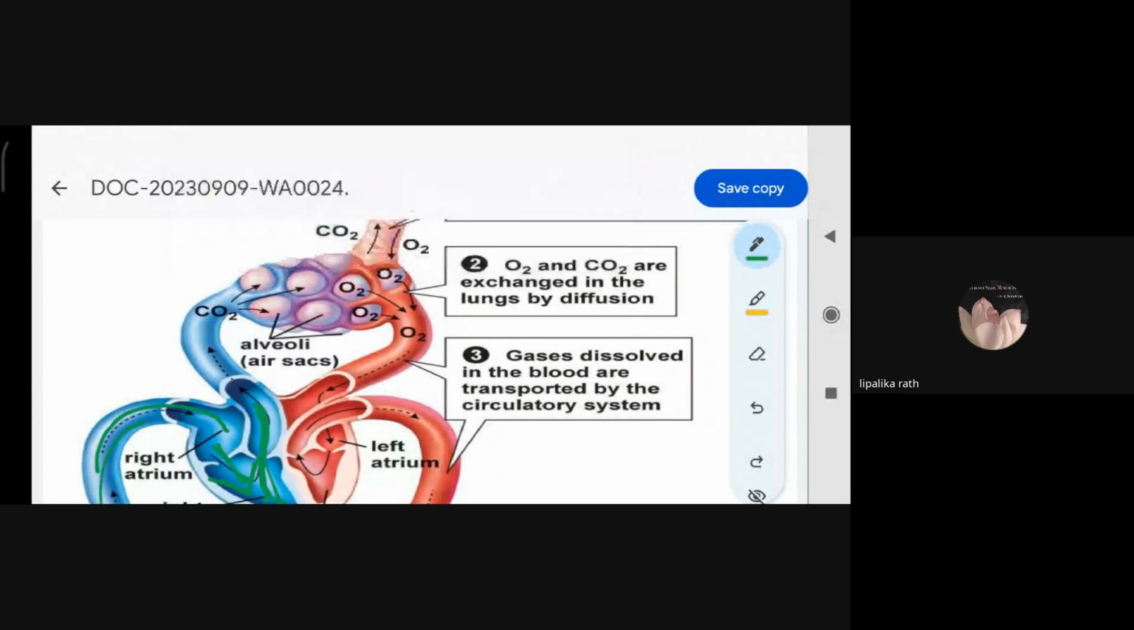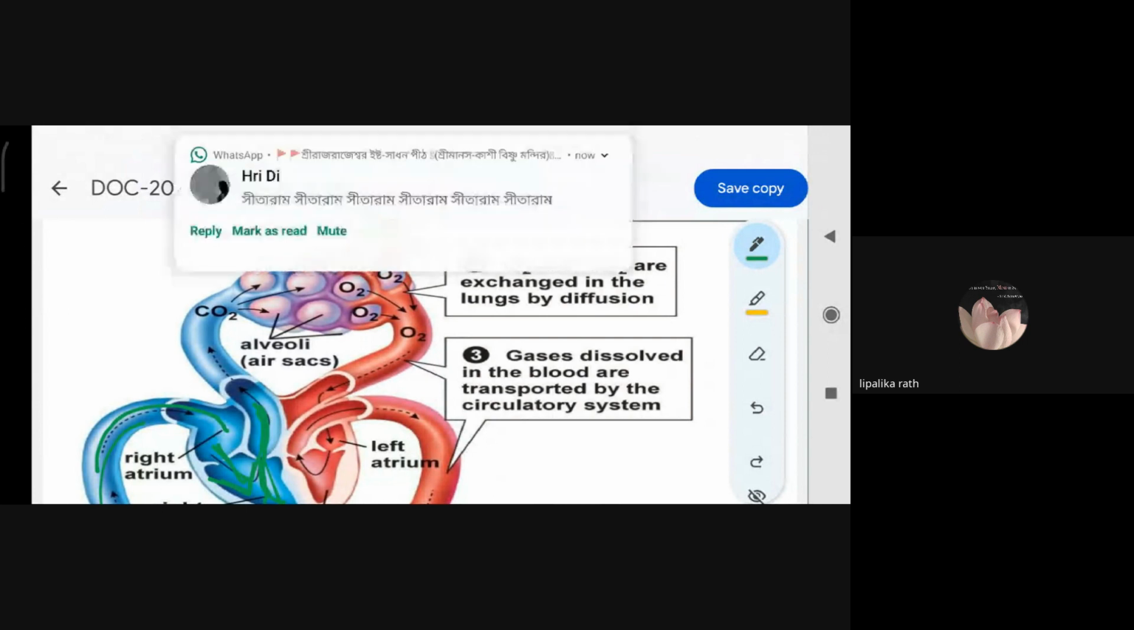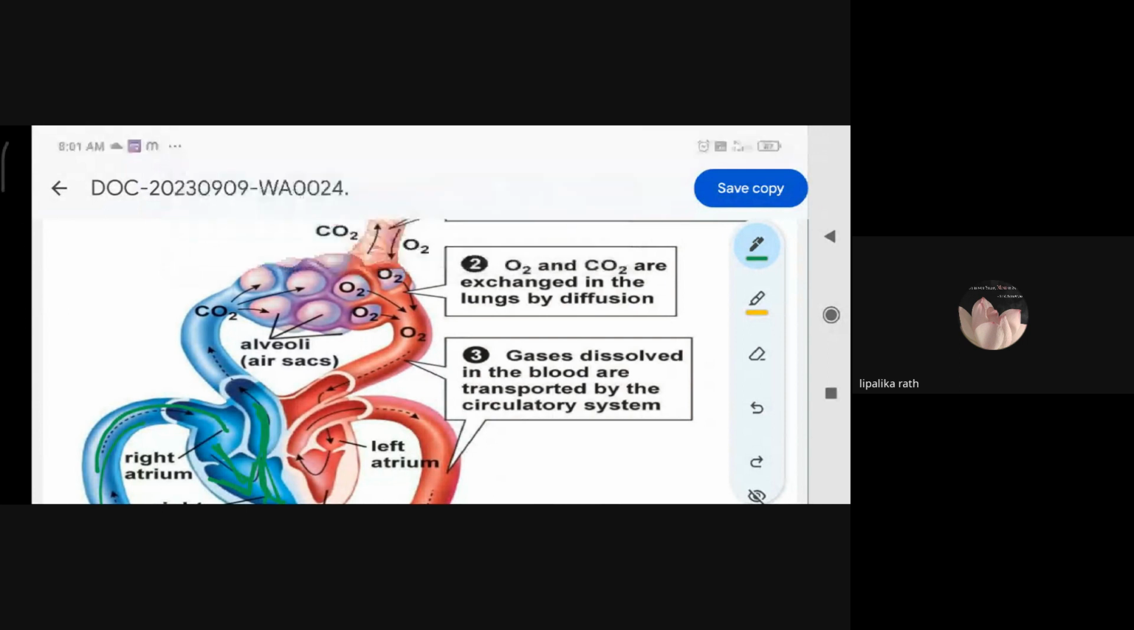Those blood vessels which are taking blood away from the heart, those are arteries. Okay, so, any question?